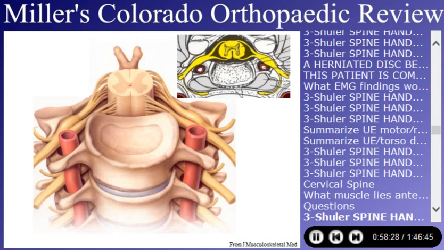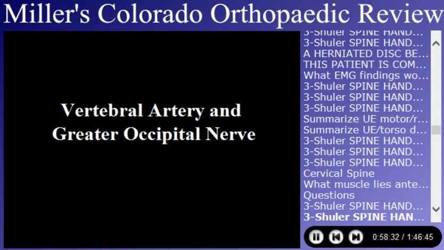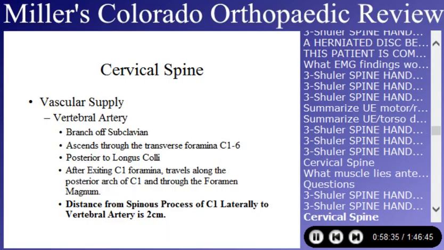Vertebral artery and greater occipital nerve. For some odd reason, this greater occipital nerve is always tested. And the easy way to remember that, if you lie on a couch that doesn't have padding like that, and you feel that numbness on the back of your scalp, it's a greater occipital nerve. We'll go over that. Vascular spine, cervical spine, vertebral artery is branched off subclavian. It goes through the transverse foramina C1 to C6. Please note, absence of C7.